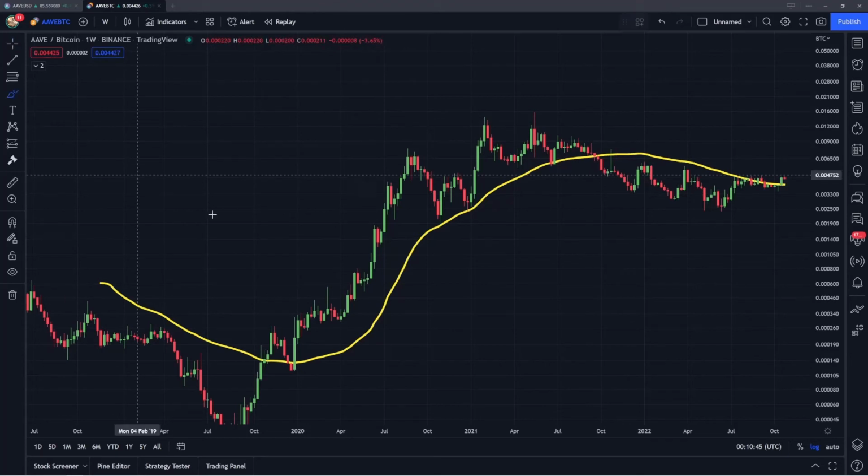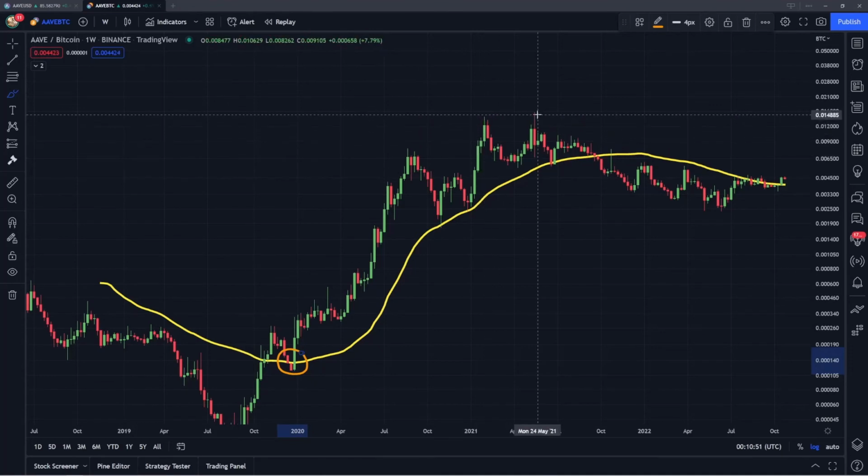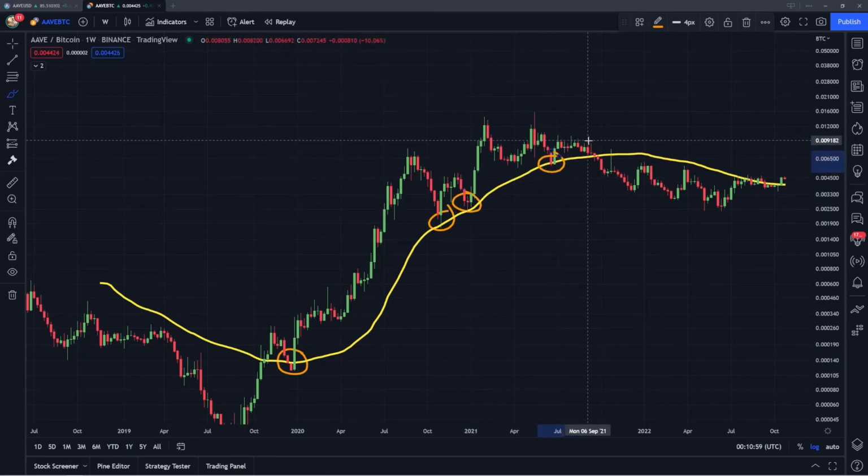Now with the 50-week, it has been support in this entire uptrend that we had from July of 2019 all the way up to the peak right here in May of 2021. You can see the bounce off support, bounce off support, bounce off support, another bounce, very weak, and then ultimately rolling over, flipping it right into resistance. So we have been closing back above this level once again for the first time since losing it back here in September. So that is a very positive and significant move.